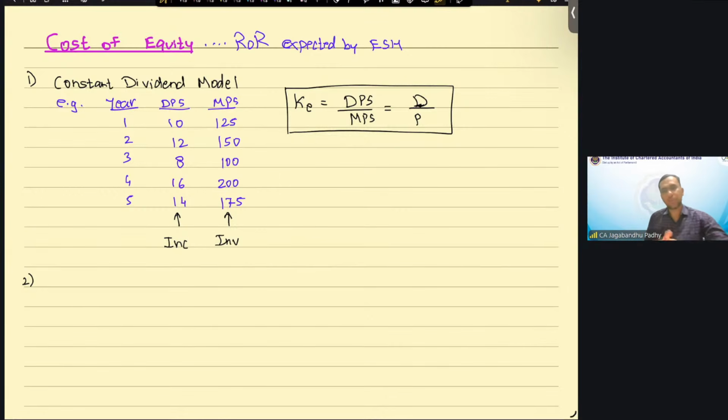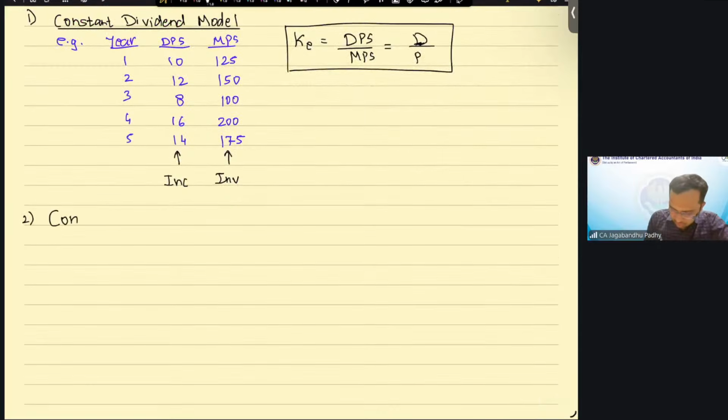Okay, so this is for those set of investors who are interested in the dividend of the company. So they are saying constant dividend is going to be earned, right? So we are going to pay the respective price. Okay, this is one of the models, which is the constant dividend model. A similar model is the constant earnings model.